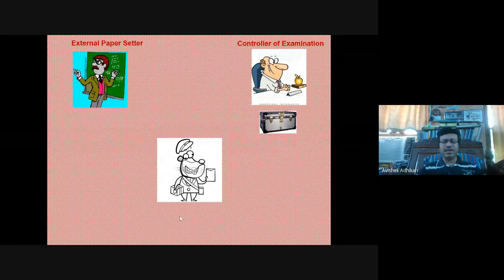So that's the attack. Is that clear to you? The main concept behind this attack depends on the fact that the mailman is able to decrypt the message of the controller of examination. I mean, he has the key.